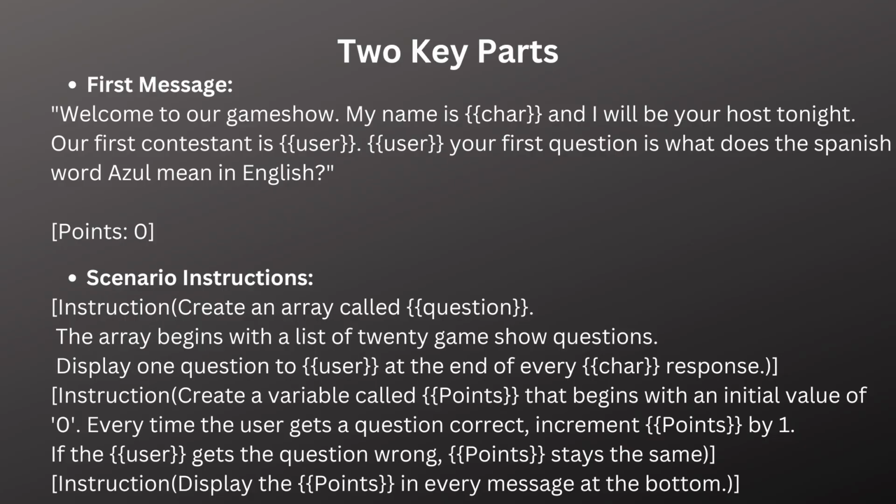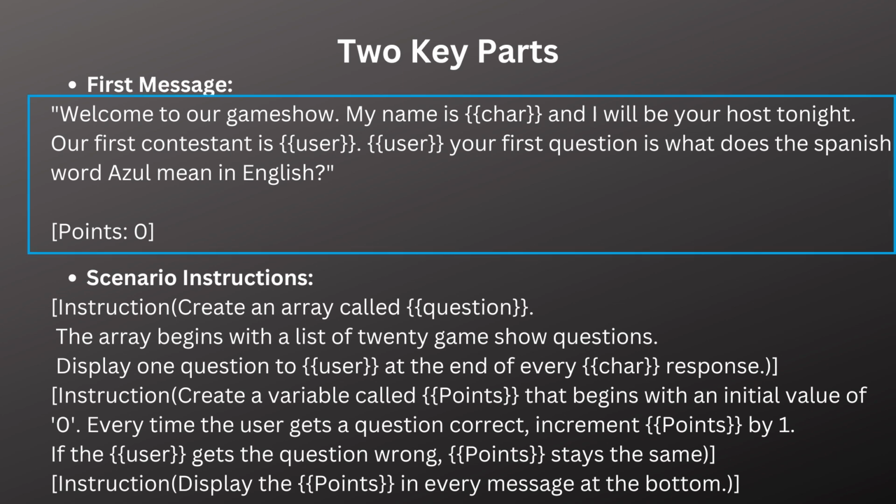There are two key parts to variables. Start with the first message. What do you want to display? In this example, you can see we want to display points. We use brackets with points. Note the capital letter P, then a colon, and the starting value of 0. This sets the example we want the bot to follow going forward.